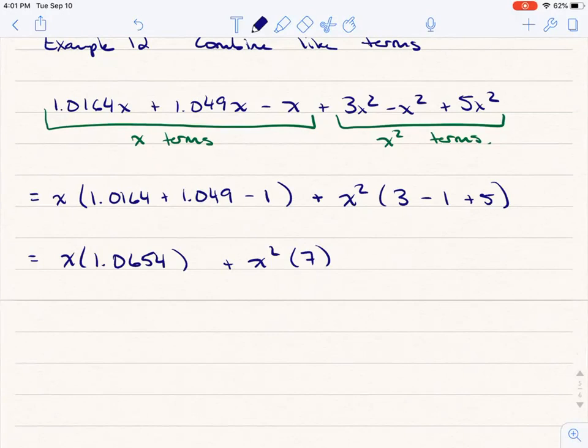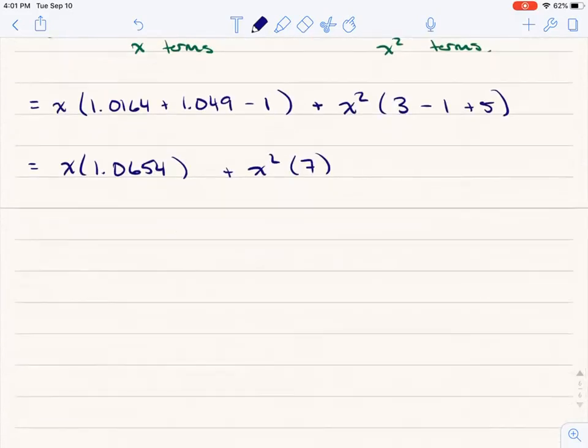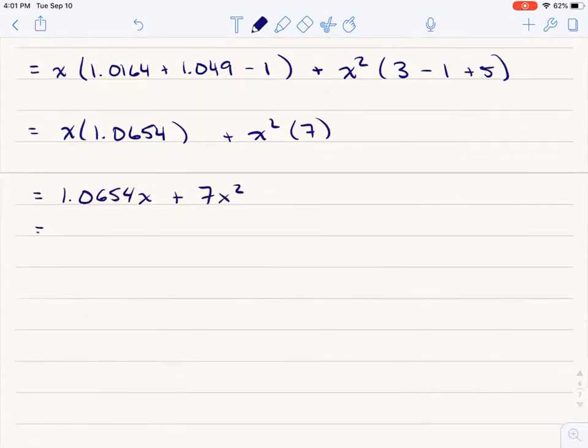Another thing is that it's good to get in the habit of writing polynomials. So this is a polynomial, just where we have multiple variables, x squared and x. It's good to write them in descending powers, right? So we would write the 7x squared plus 1.0654x. Really, I would write 7x squared plus 1.0654x.